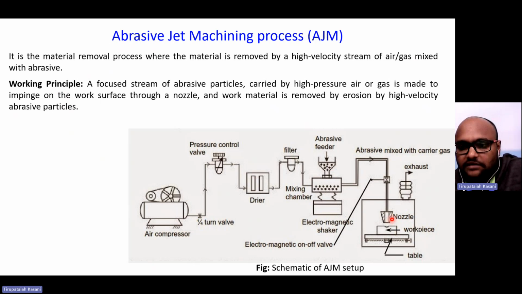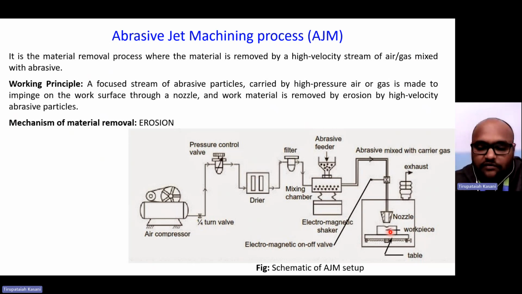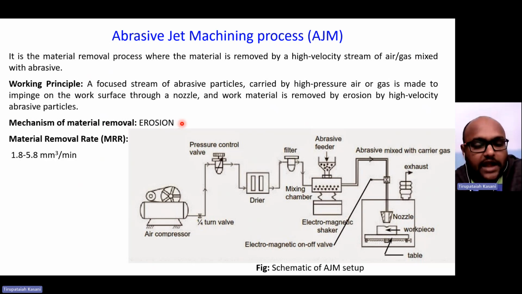When the high velocity abrasive particle hits the top surface of the workpiece material, due to erosion, the material will be separated out from the workpiece in the form of chips. Those will be taken away by this flow of air from the machining zone. This is the mechanism of material removal, erosion, in this abrasive jet machining. Okay, and the typical material removal rate, we will indicate this with MRR, will be 1.8 to 5.8 mm³ per minute. Those are the typical values, not the standard.